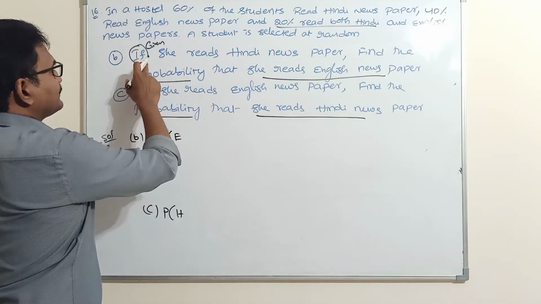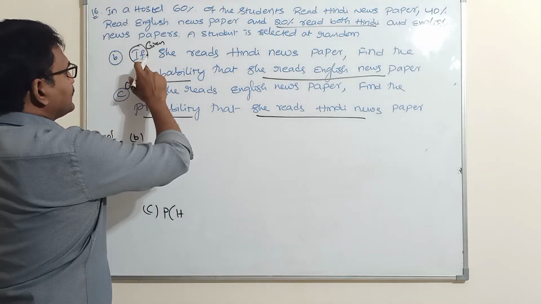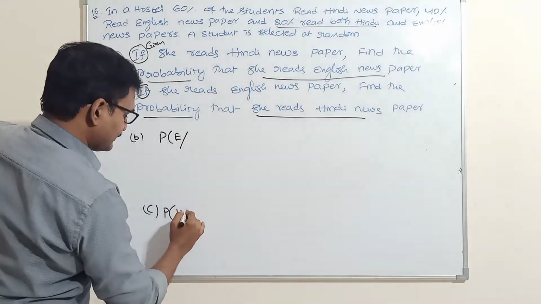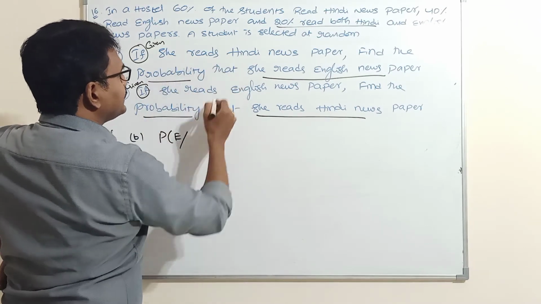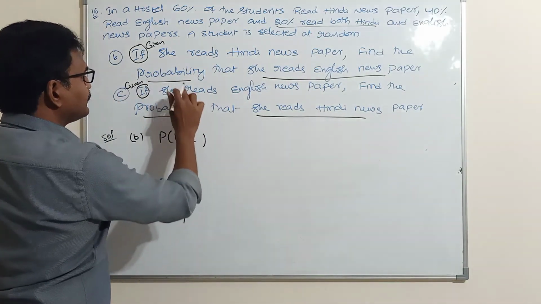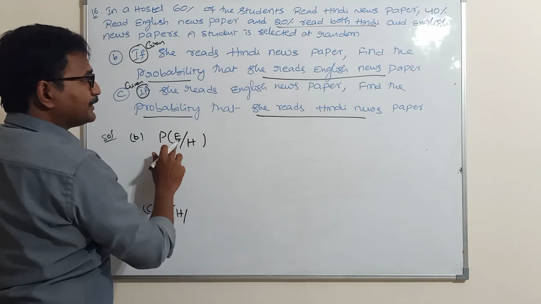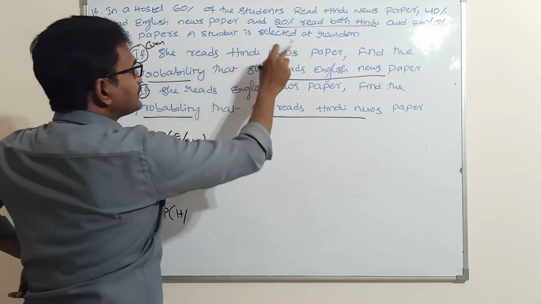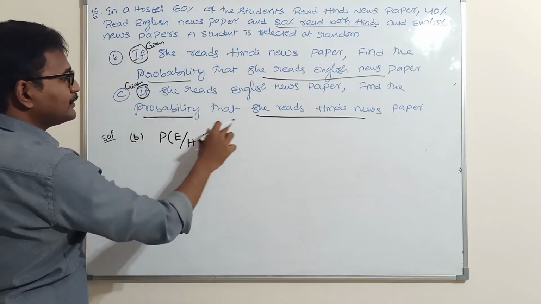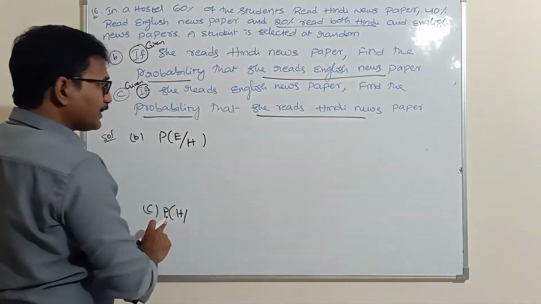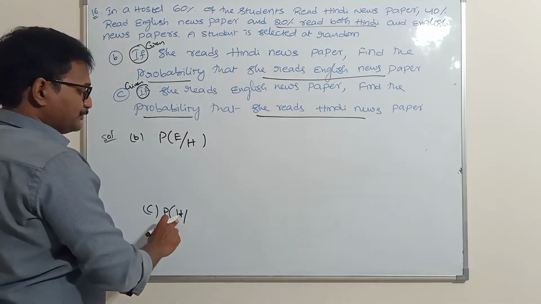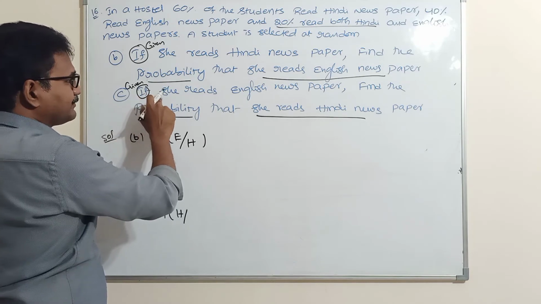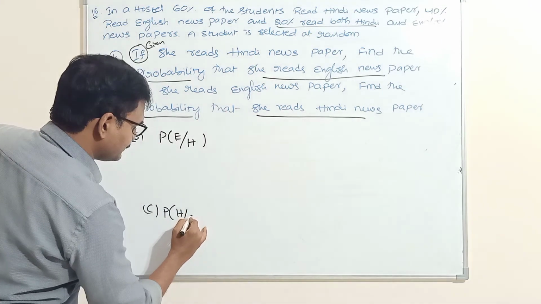See, after the keyword "given", or after "if", which word is there? So given, she reads Hindi newspaper. Probability of reading English newspaper, given that she reads Hindi newspaper. Similarly, here also, probability of reading Hindi newspaper, given, after the keyword given, which means nothing but "if", she reads English newspaper.